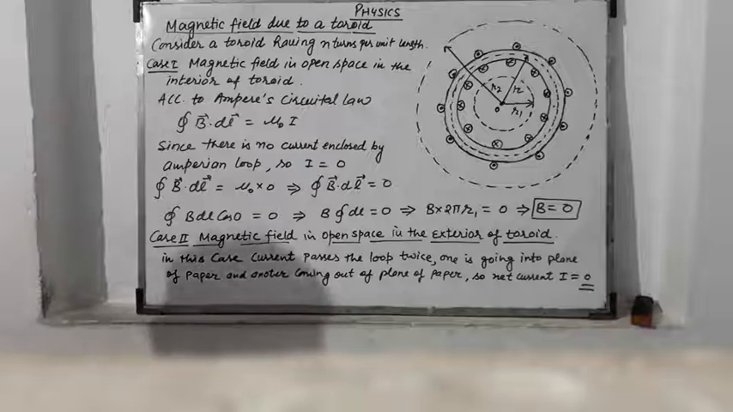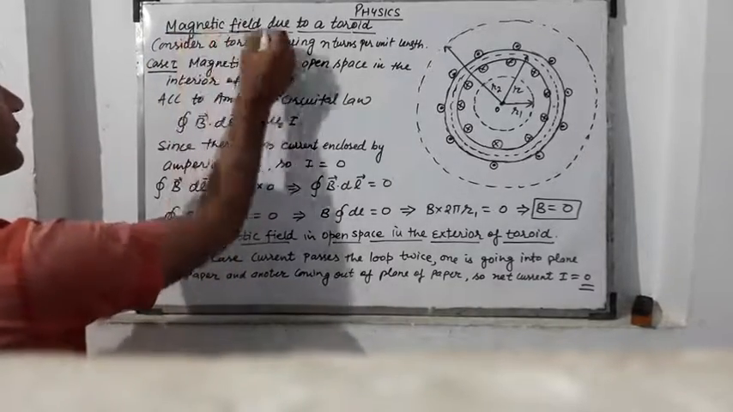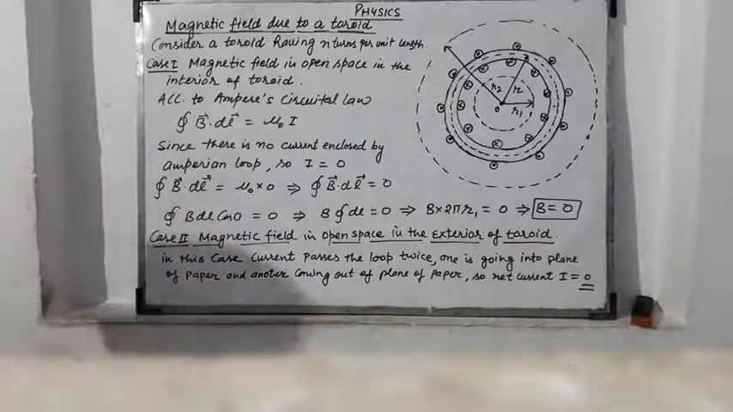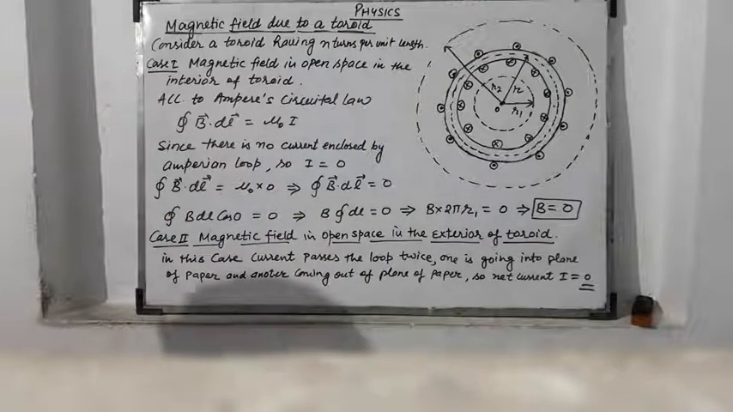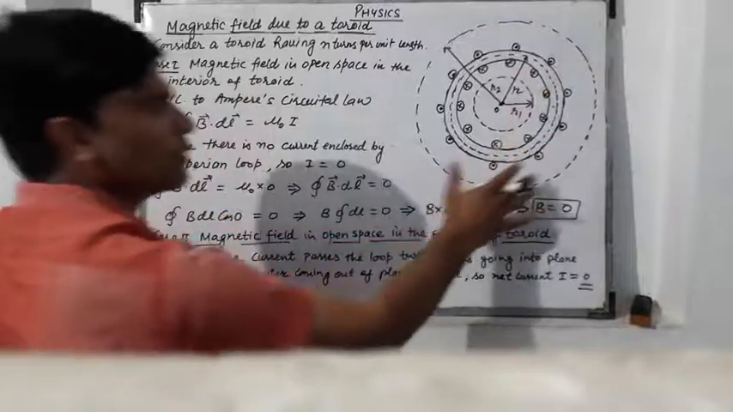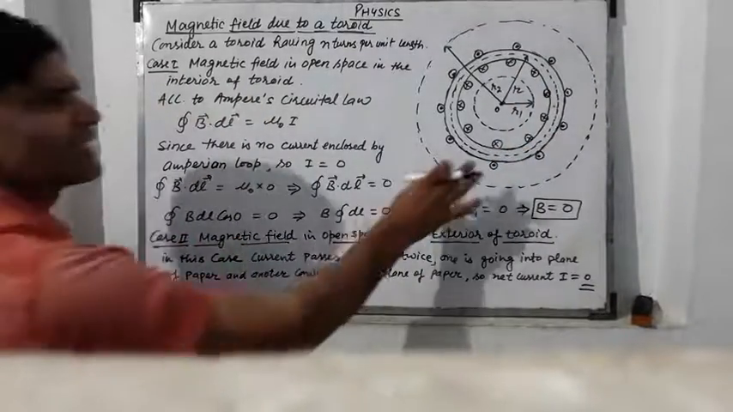Good morning, students. Now we have magnetic field due to a toroid. You know about the toroid. A toroid is a ring-shaped solenoid. The cross-sectional view of a toroid is like this.